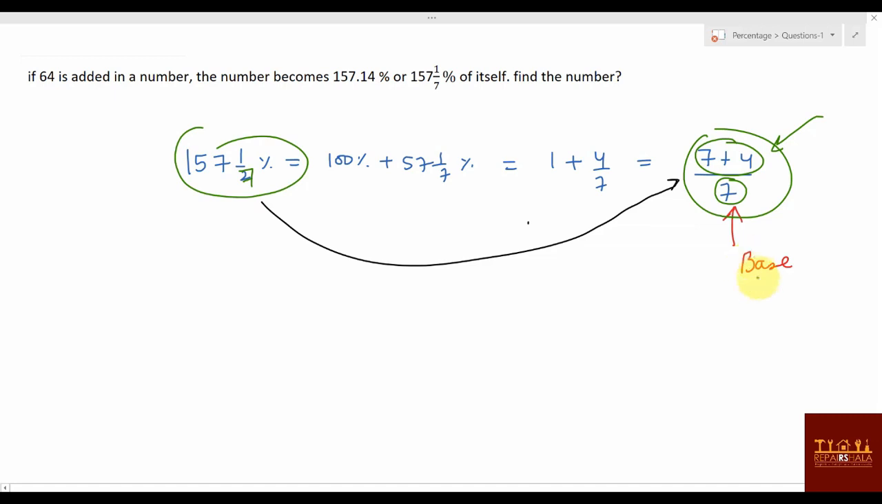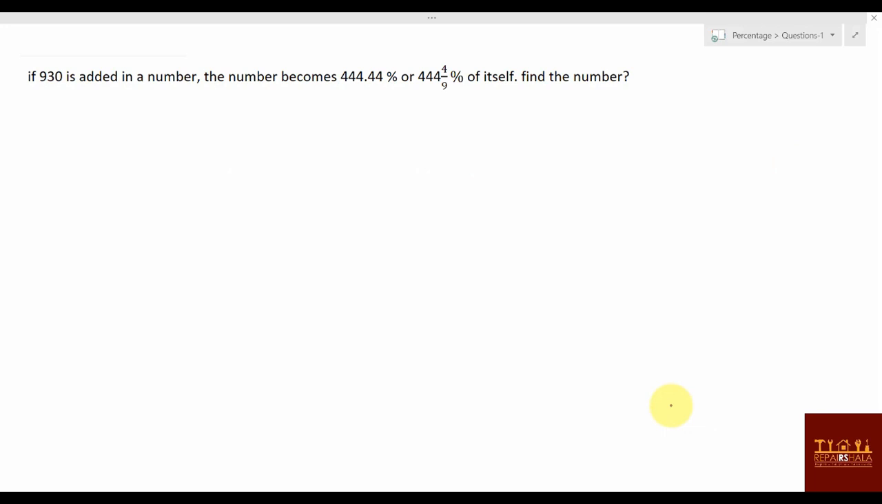They are telling if you are adding 64 in a number, it becomes 157 1 by 7 percentage of itself. You are adding how much? 64. But actually how much you are adding in a number? 7 is a number, right? How much you are adding? 4. So 4 you are adding, and actually in the question they have given 64. So 4 is corresponding to 64, means 1 is corresponding to 16. What value it is? 7. 7 will be 112. The number will be 112. Clear? I hope this is clear now. Right? Do I need to repeat? Clear, right?